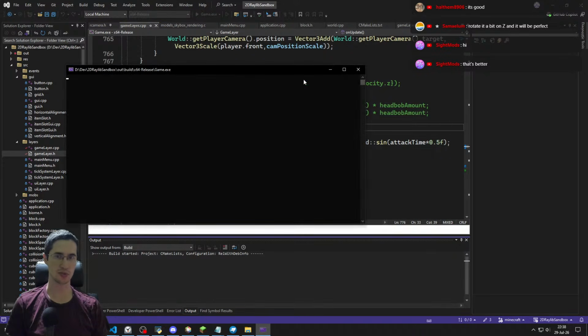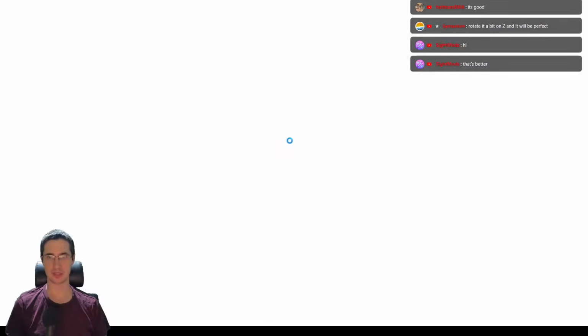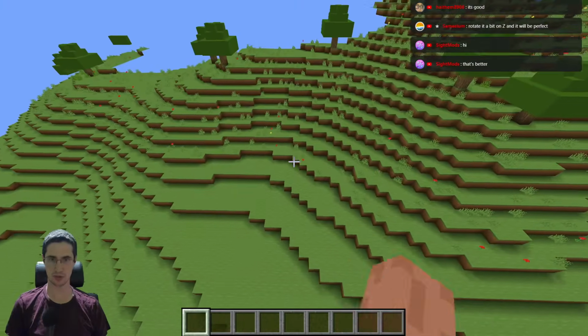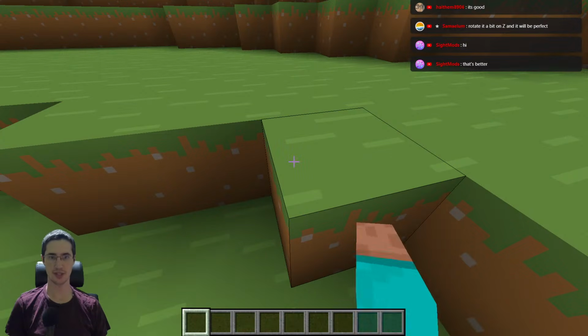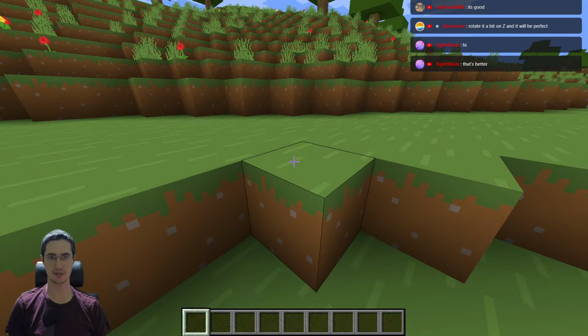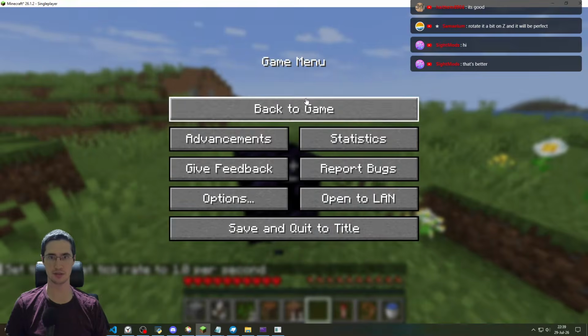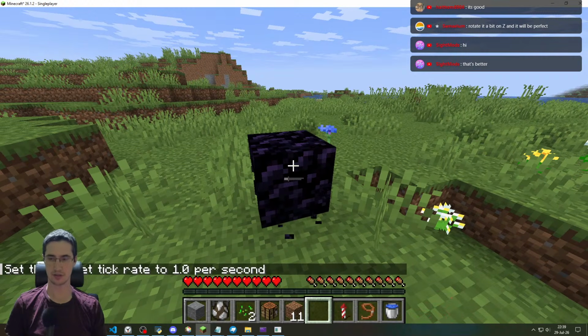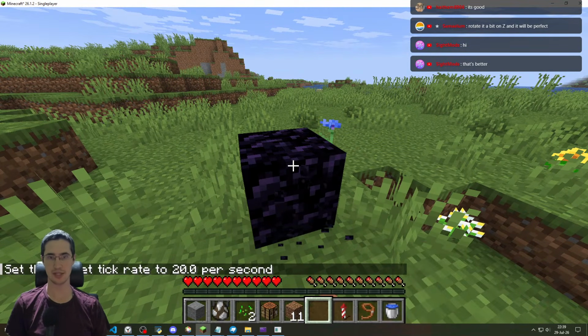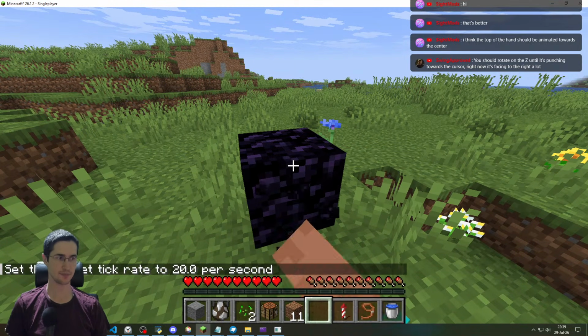We may need to use... No, we're using delta time. Yeah, this is good enough speed. We don't need it to be crazy fast. Let's see the speed in Minecraft. Tick rate 20. In Minecraft it's a bit faster.